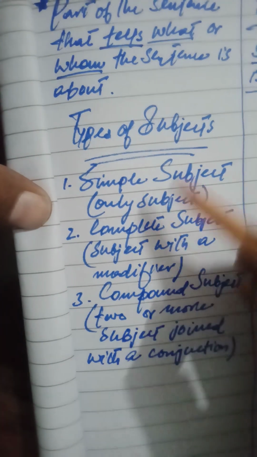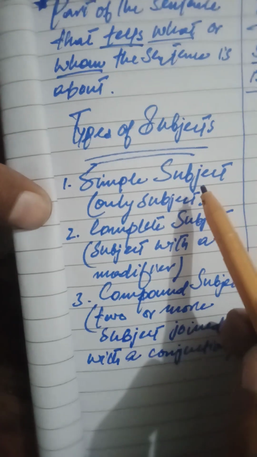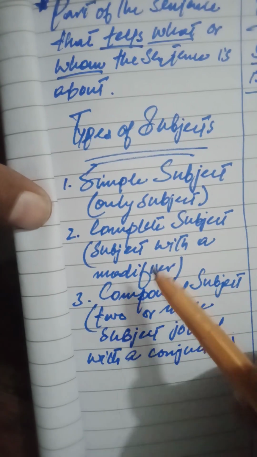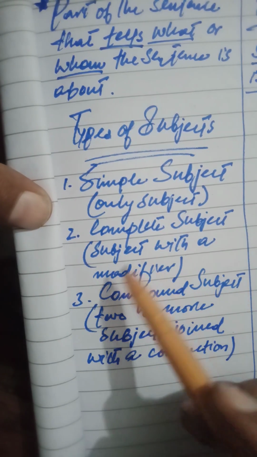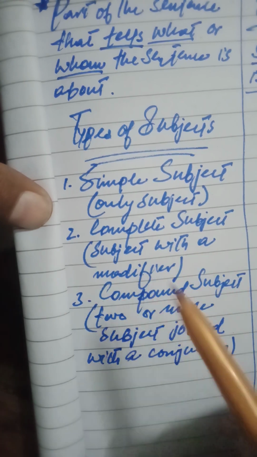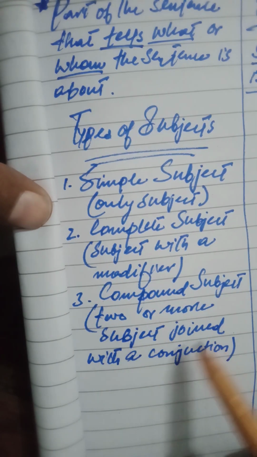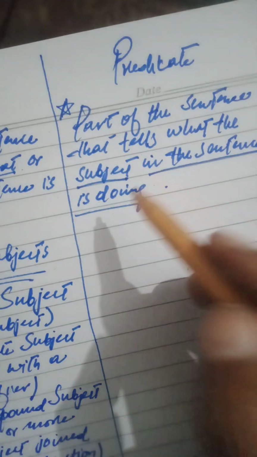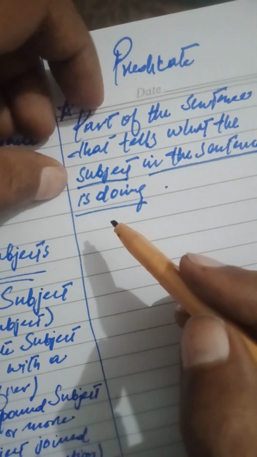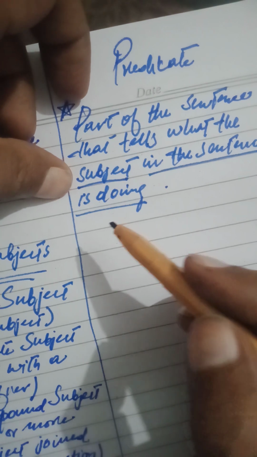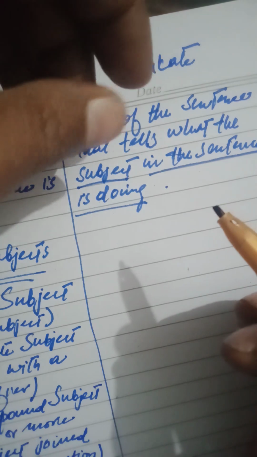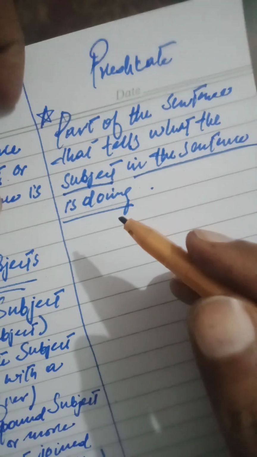So these are the types of subjects. Simple subject, only the subject. Complete subject, subject with a modifier. We'll define these in examples, and why we are saying subject with a modifier. Compound subject, two or more subjects joined with a conjunction. We'll define the term conjunction as well. We'll study everything after phrases and clauses, when it comes to parts of speech. And after parts of speech, you'll get a very good grip on the grammar.